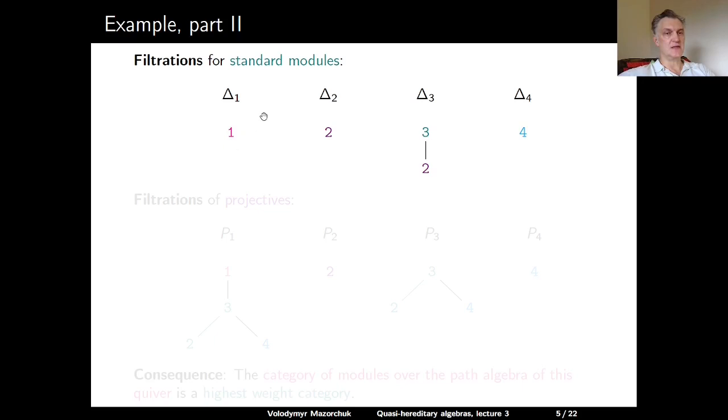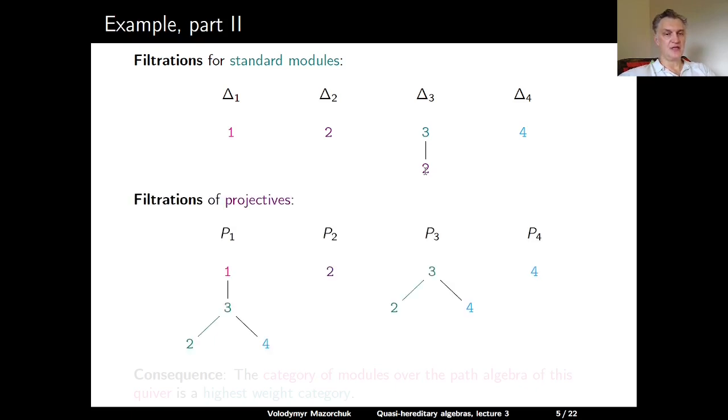Of course, when the standard module is simple, then the kernel of the surjection from the standard onto the simple is trivial, so there is nothing to check. The only non-trivial case is delta 3. Delta 3 surjects onto L3, and the kernel is just L2. The index 2 is strictly smaller than 3, so everything is fine.